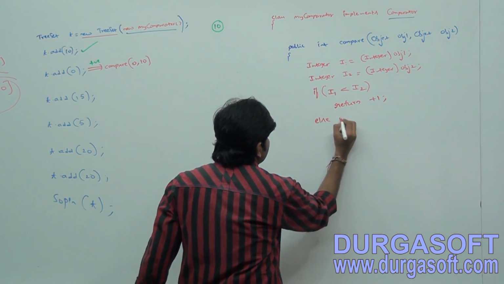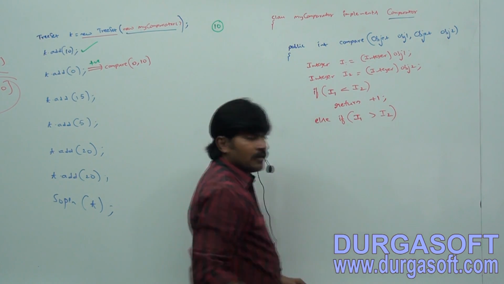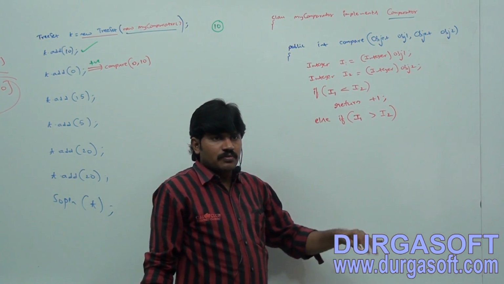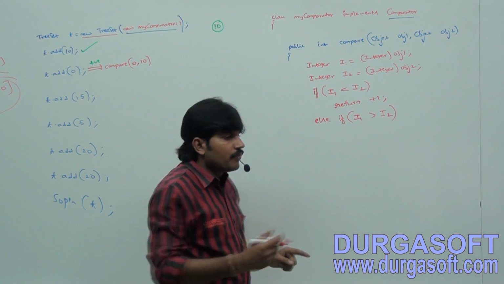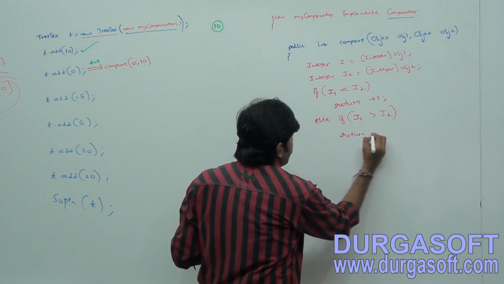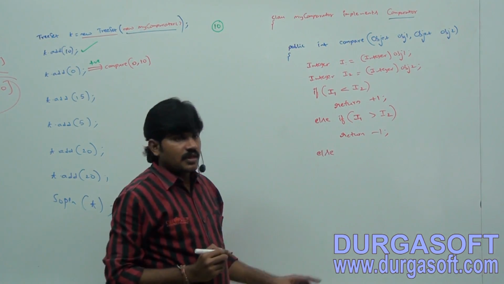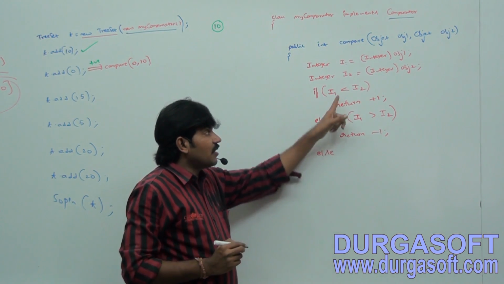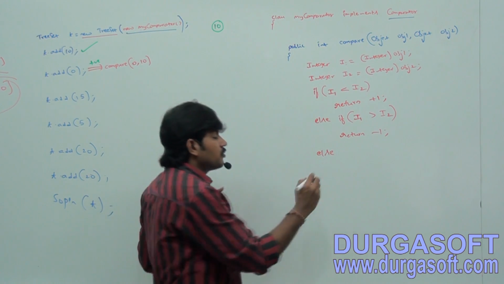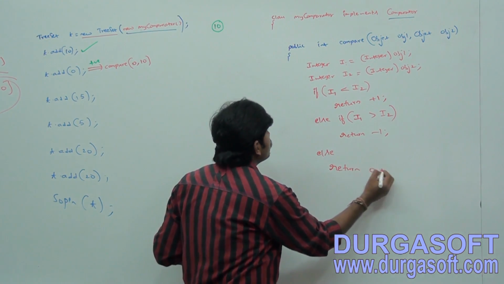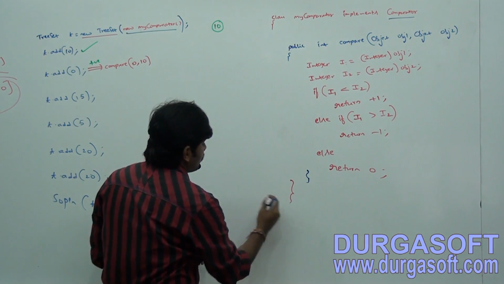Else if I1 greater than I2. Sir, obj1 is greater than obj2. Bigger value should come before. Before means what we have to do? Return -1. Else, sir, before -1. Else, what we have to do? Sir, I1 is not less than I2, I1 is not greater than I2. Both are equal. Both are equal means what I have to do? Return 0. If I do like this, that's the end of this compare method.